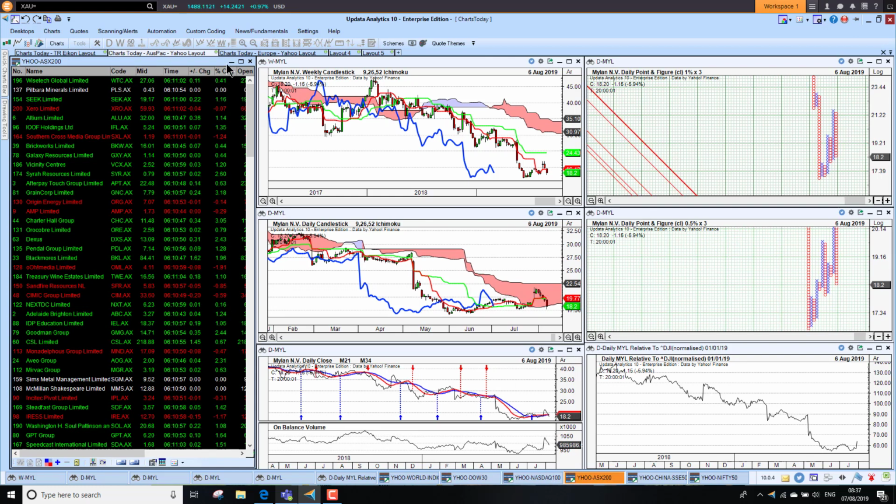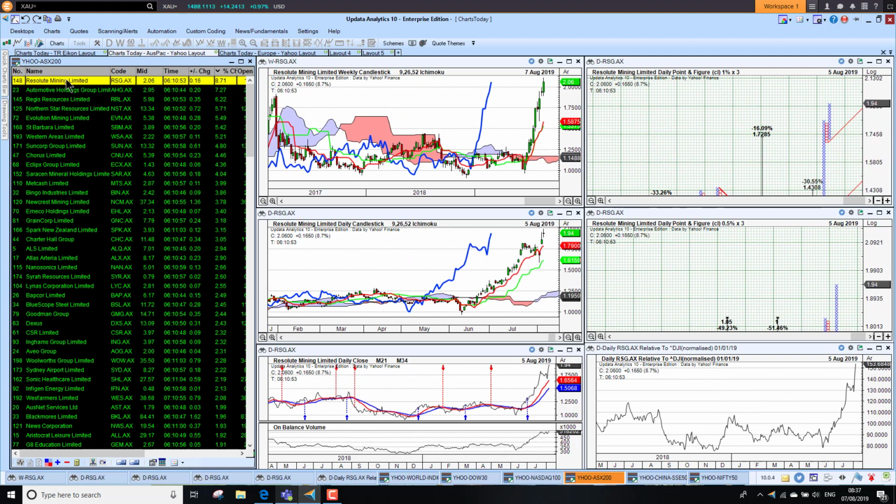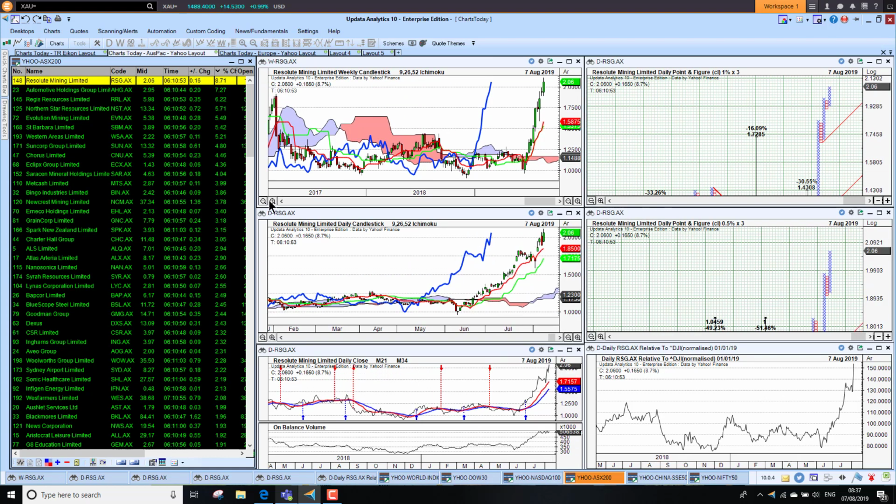Taking a look at the Aussie market, we've got Resolute Mining Limited. They're up 8%, so that's looking pretty good. Shortage of upside targets. They have outperformed the index there by 60% on the Dow, so that's really quite impressive this year.